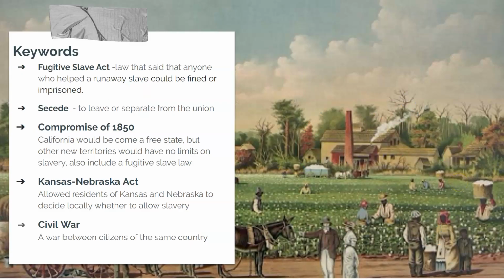There's a few key vocabulary words that you are going to want to be familiar with. Fugitive Slave Act, Secede, Compromise of 1850, Kansas-Nebraska Act, and Civil War. If you're not sure what a civil war is, it's a war between citizens of the same country. Think Avengers, when the team split up and was fighting against itself.